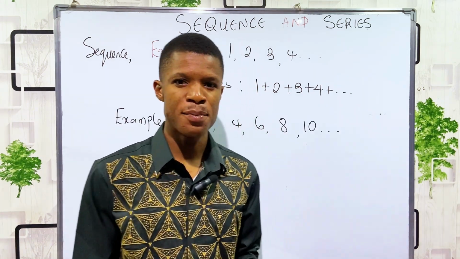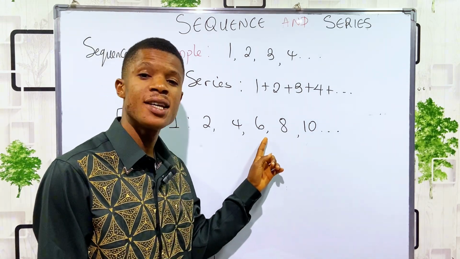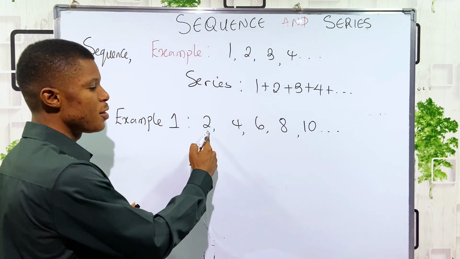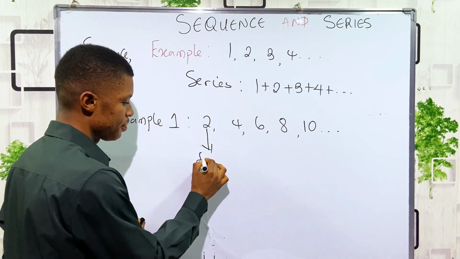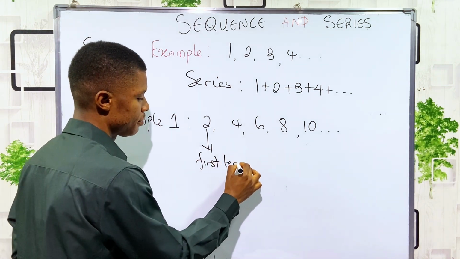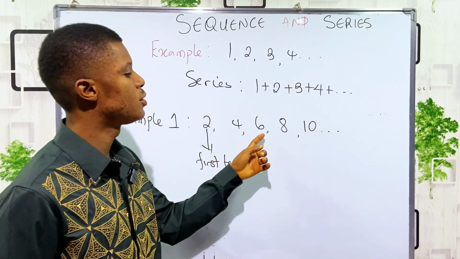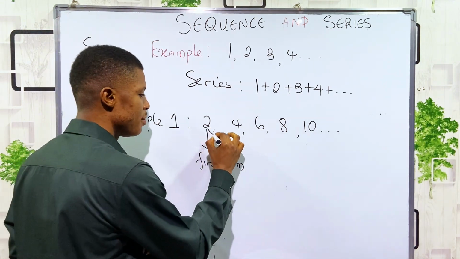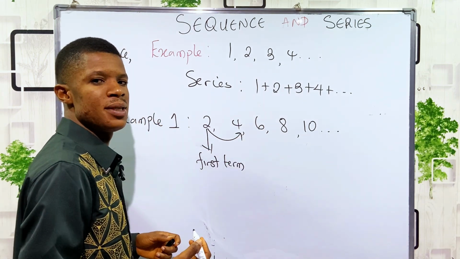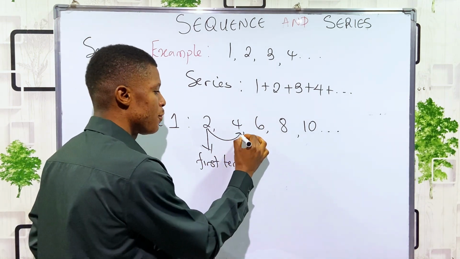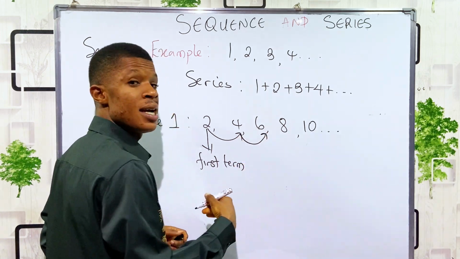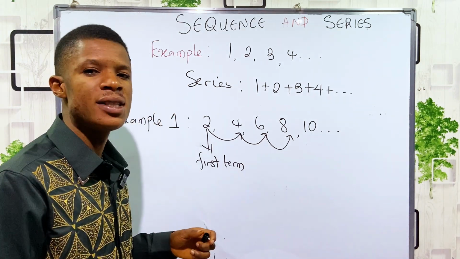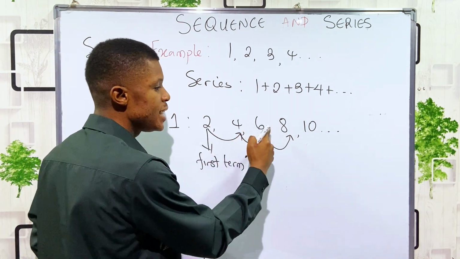Here we have example 1, which is 2, 4, 6, 8, 10, and so on. If you look at this, the first number here is called the first term. Second term, third term, fourth term, and so on. But if you look at the first term to the second term, what do you observe? There is a pattern. From the second term to the third term, there is a pattern. From the third term to the fourth term, there is a pattern. So what is the pattern that exists between each two terms?